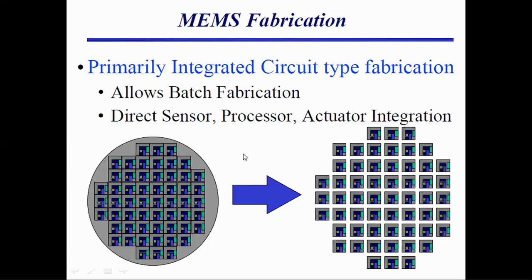Also, we are using other integration techniques such as direct sensor, processor integration, and actuator integration. Normally, there are two techniques by which we combine the MEMS device with the relevant electronic circuitry. One is the monolithic approach. In the monolithic approach, you produce the MEMS device along with the relevant electronic device. This is known as the monolithic approach.